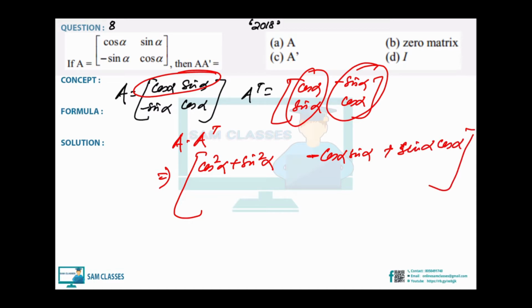We already read in class 10, students, sin square theta plus cos square theta is equal to how much? 1. And this is 0. So what is it showing? It cannot be a zero matrix. It cannot be A. It cannot be A transpose. So what it has to be? A unit matrix. So you don't have to solve directly. You'll get the answer in just 15 seconds.